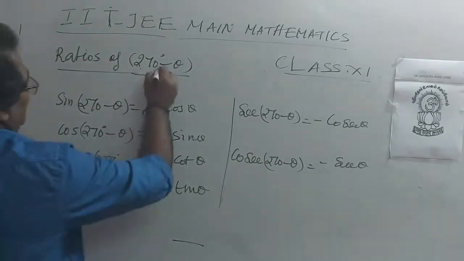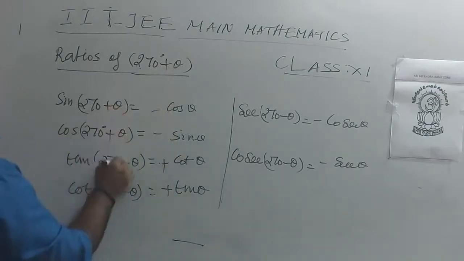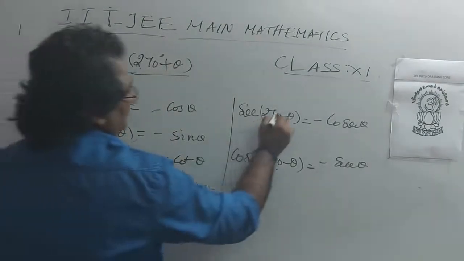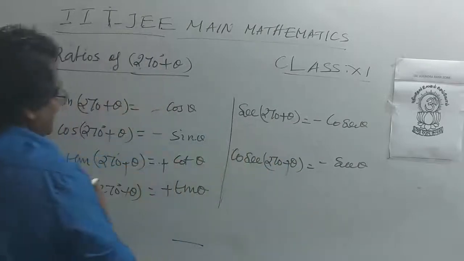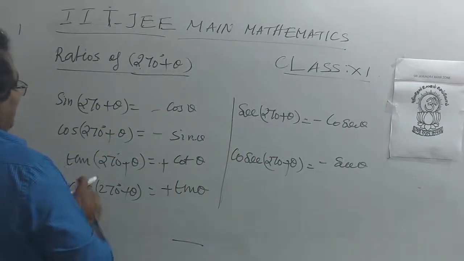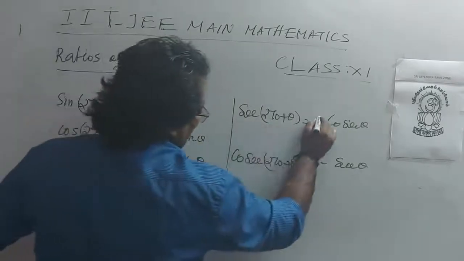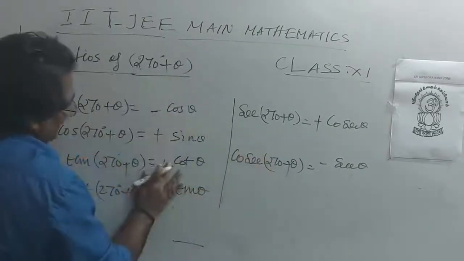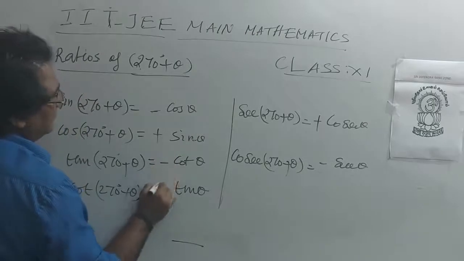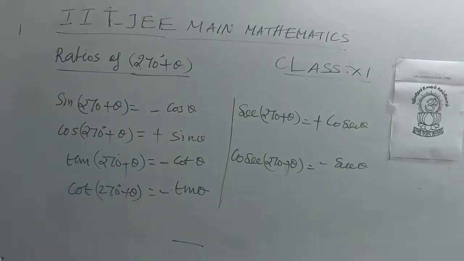Then ratios of 270 plus theta. The same changes, but in fourth quadrant, for cos the answer is positive. For secant, answer is positive. Remaining will be negative.